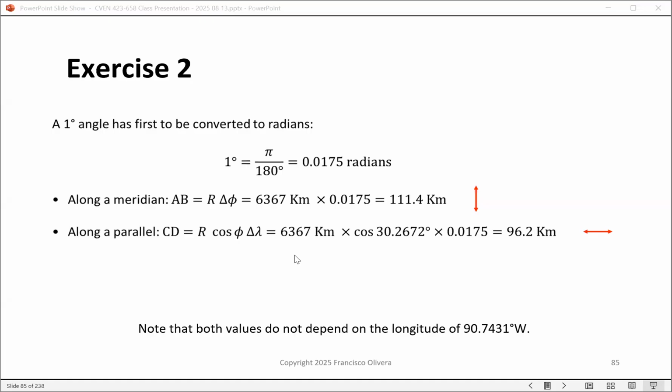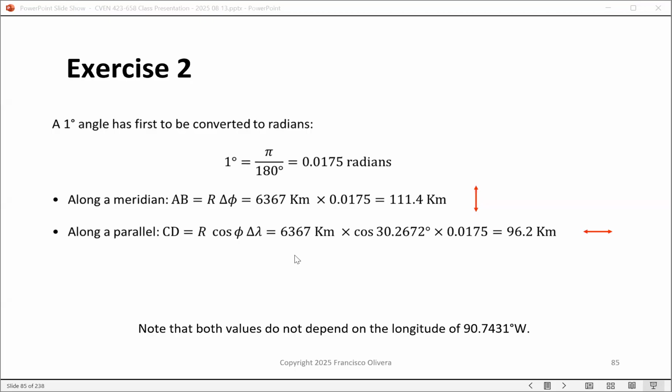Notice that the distance along a meridian does not depend on the location, so it's the same amount regardless of where you are. It could be Austin, it could be Miami, it could be in Rome, Madrid, Beijing. It doesn't matter where you are. It could be northern hemisphere, it could be southern hemisphere, it doesn't matter.